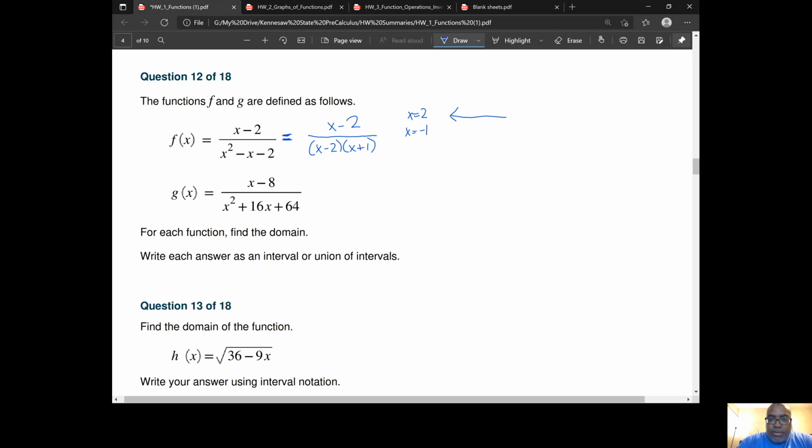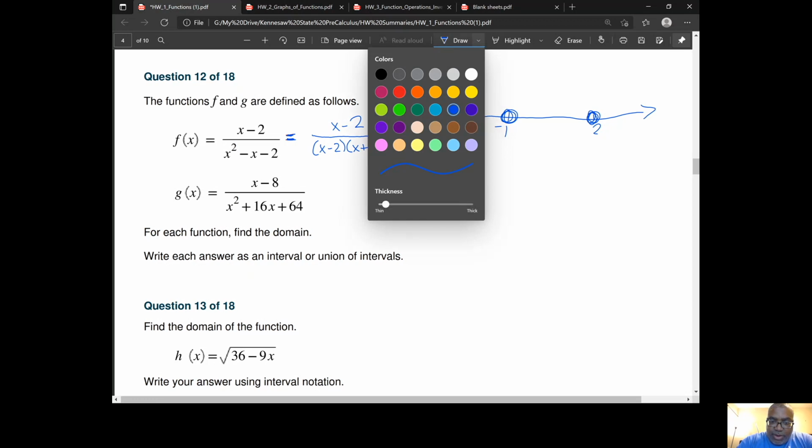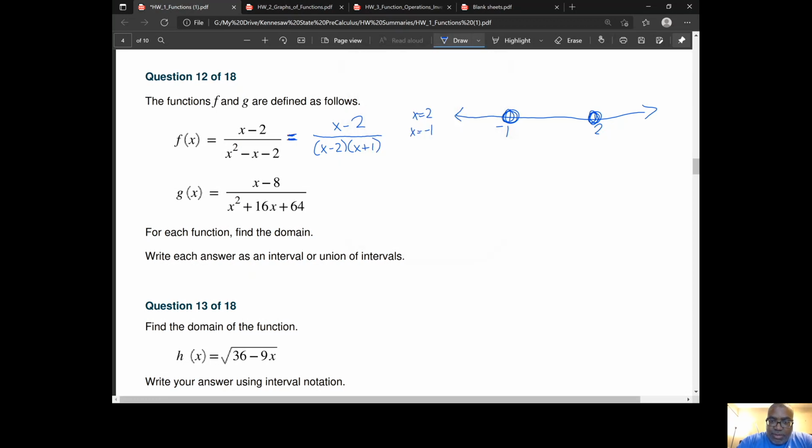Let's draw a number line. This is just for understanding. Negative 1, 2. Can't be that number. Can't be that number. But it is all of this, and all of that. What does that look like in interval notation?